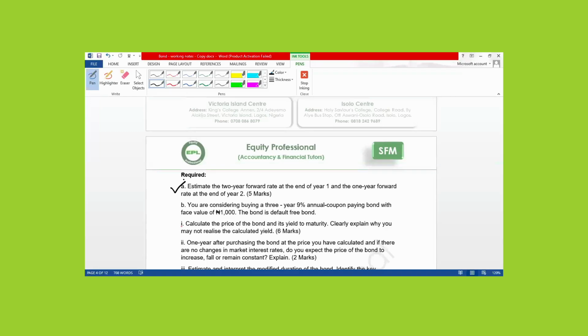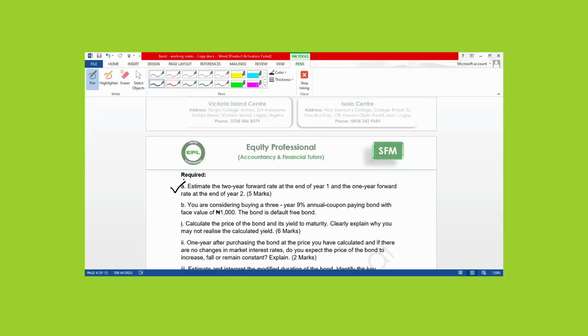You have two lessons to take from this requirement A only. There are two major lessons you need to take. One is, how can you estimate spot rates? How can you calculate spot rates if you are not given spot rates? Lesson 2 is, how can we calculate forward rates?